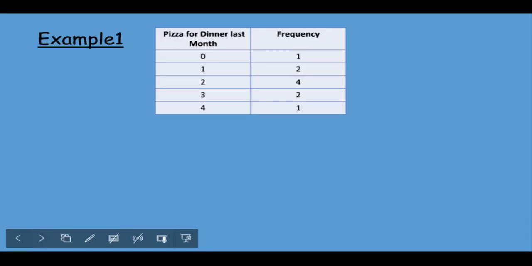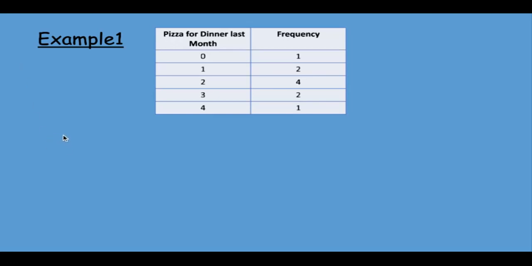So this is all the frequency table is. What I've done here is I've imagined I've asked 10 people how many times did they have pizza for their dinner last month, and one person didn't have it at all, 2 people had it once, 4 people had it twice, 2 people had it 3 times, and 1 person had it 4 times.